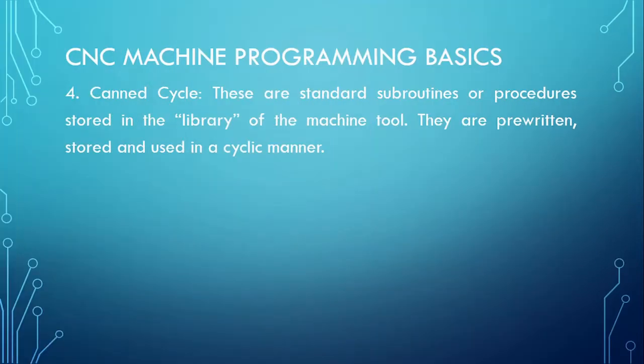And the next thing is the canned cycle. Canned cycles are standard subroutines or procedures that are already stored in the library of the machine tool. They are pre-written, that's why they are called canned, and because they are run in a cyclic manner, it's a cycle. Now, what is the benefit of canned cycles?